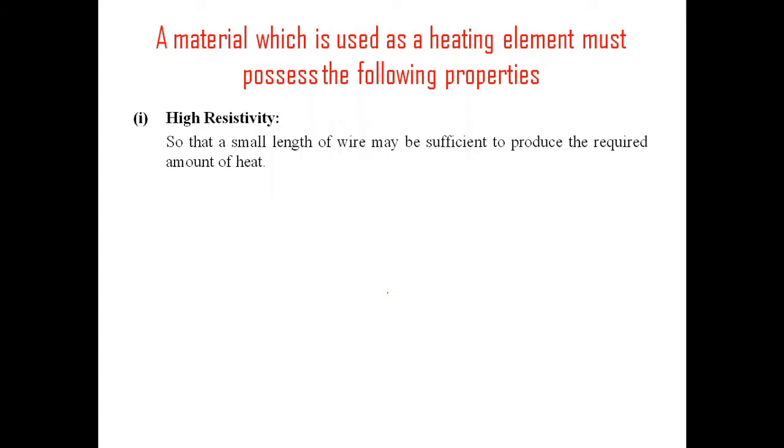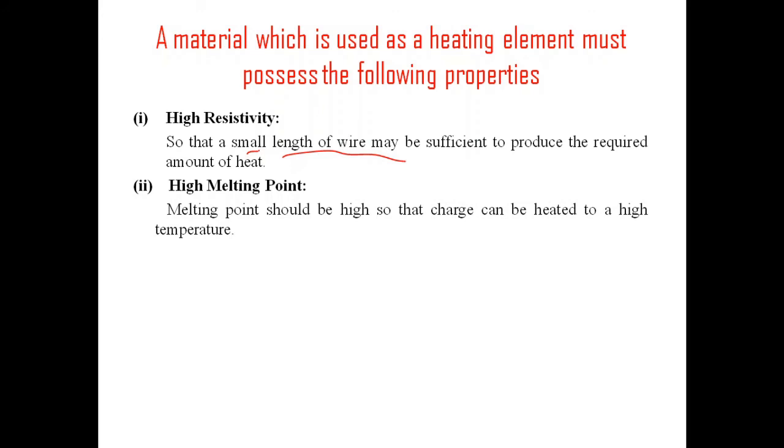So if the resistivity is very high, then what happens? The quantity of resistance coil we are using will be reduced. Meaning if you want to develop a high temperature, and you are using a high resistivity element, you can use a small size of element so that it can develop high temperature because the resistance is high. So that is an advantage. A small length of wire may be sufficient to get the required amount of heat. That will reduce the space of a device also. That is an advantage. So the next point will be the melting point.